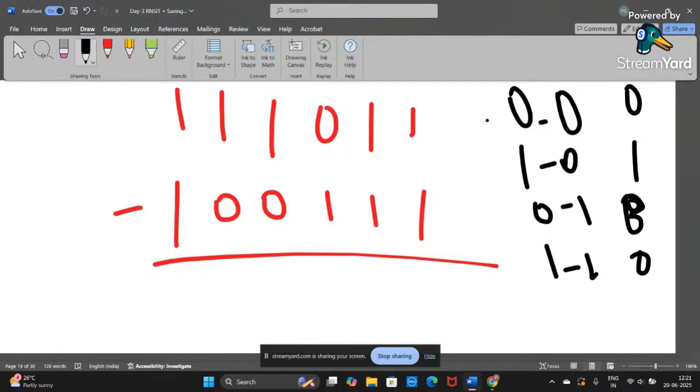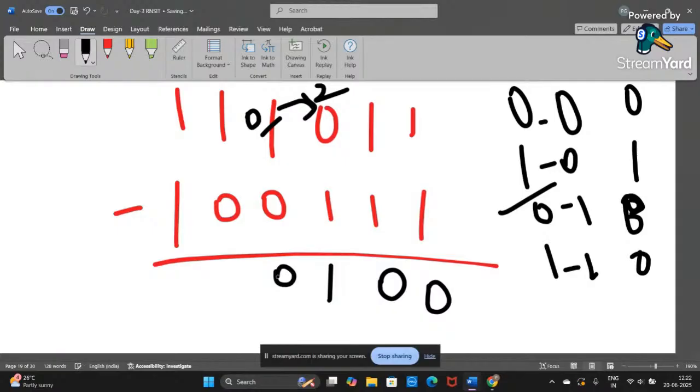Now, 1 minus 1, it is 0. Minus 1, it is 0. Here 0 minus 1, you have to take a borrow from the next one. When you're taking borrow, this will become 2. So this will be 0. So 2 minus 1, it is 1. And 0 minus 0, it is 0. 1 minus 0, it is 1. And 1 minus 1, it is 0. I think now it is clear to everyone.